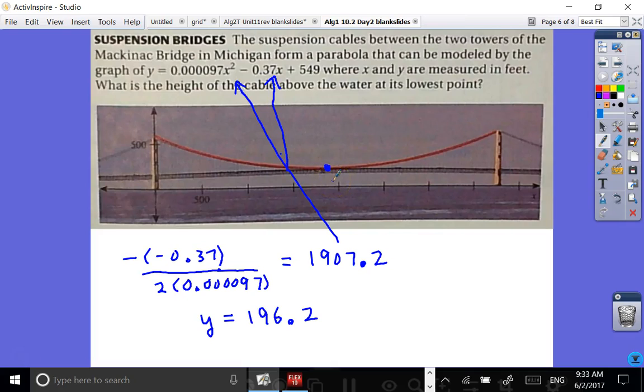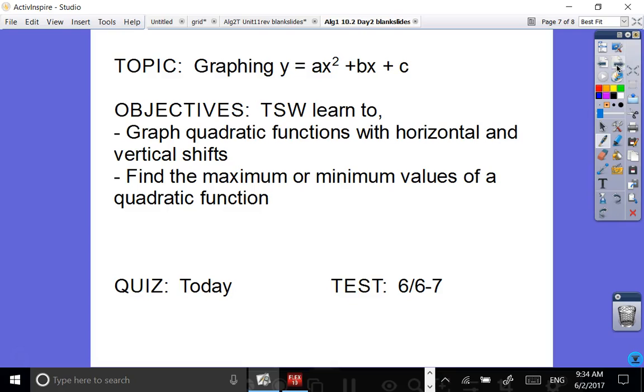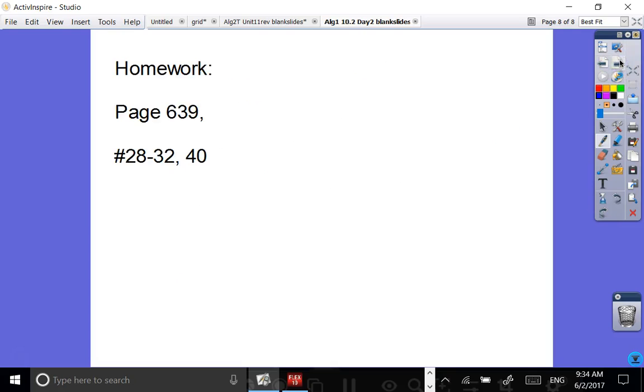Notice that the y-intercept is 549. That should be the height of the cable here. Does that look like it's 549? Yeah, it's a little bit above 500, so that looks pretty good. 196 feet above, so it's about 200 feet above the water, which is probably a safe distance. That's it. That is the homework.